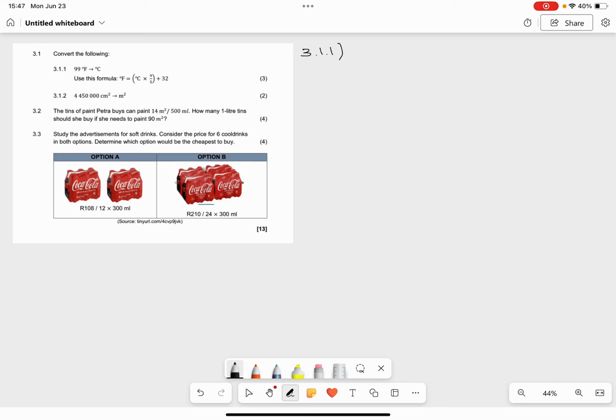Okay, so they gave us 99 degrees Fahrenheit and they want us to convert it to degrees Celsius. So they gave us the formula. Please use the formula. The degrees Fahrenheit is equal to degrees Celsius times 9/5 plus 32. Okay, and they gave us the degrees Fahrenheit as 99. So please just substitute the 99 into the place of the degrees Fahrenheit.